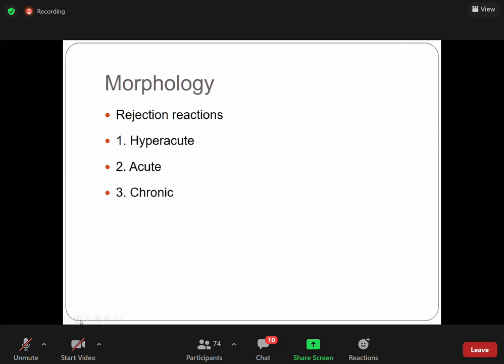Okay, now the morphology, the morphological types of transplant rejection reaction. Rejection reaction occurs as hyperacute, acute and chronic.